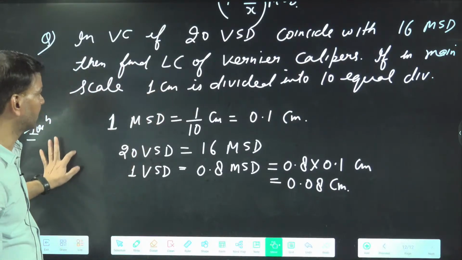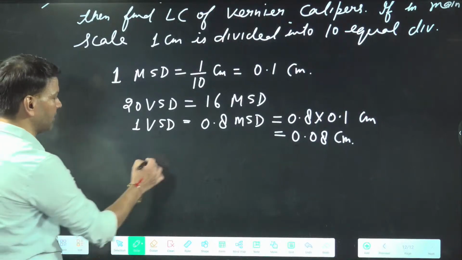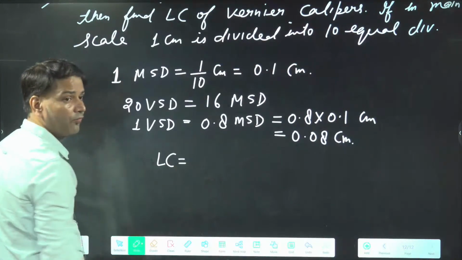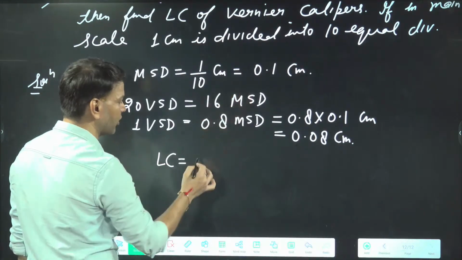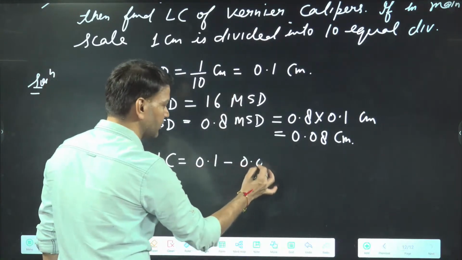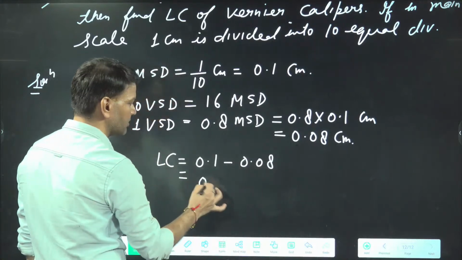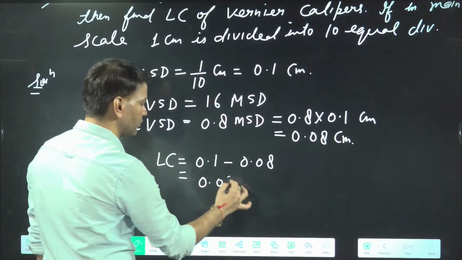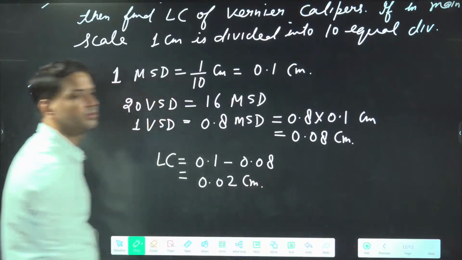Now I have MSD, I have VSD. Then I can calculate the least count. What is the least count formula? Least count is equal to 1 MSD minus 1 VSD. 1 MSD is what? 0.1 minus 1 VSD, that is 0.08. Then what will you get? 0.02 centimeter.